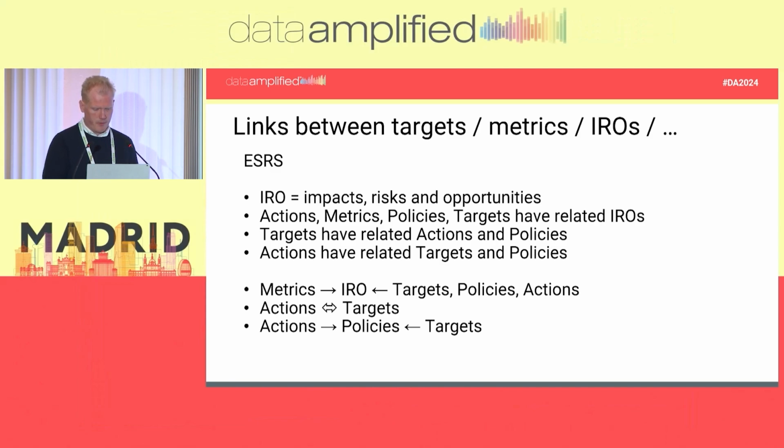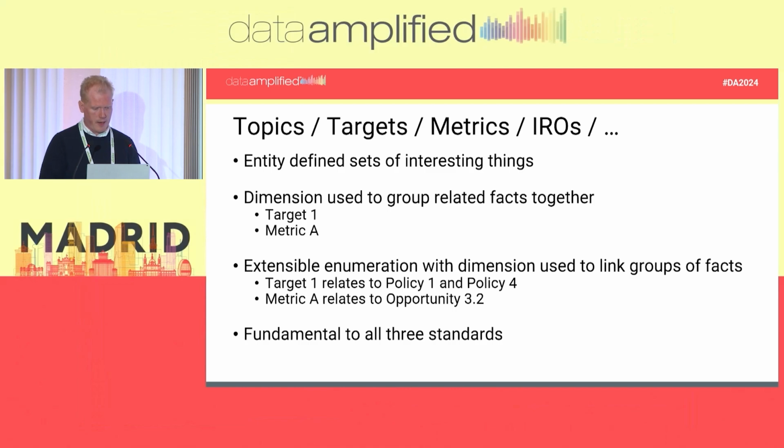So if we skip ahead, and I'm going to turn to some examples, but the key thing to bear in mind is you use a dimension to group all the facts to do with the target, and then you use an extensible enumeration to link your target, for example, to your policy, or your metrics to your opportunity, and so on. And so it's the same mechanism technically being used in all three standards, even if they're slightly differently arranged because of what the standard wants and does.